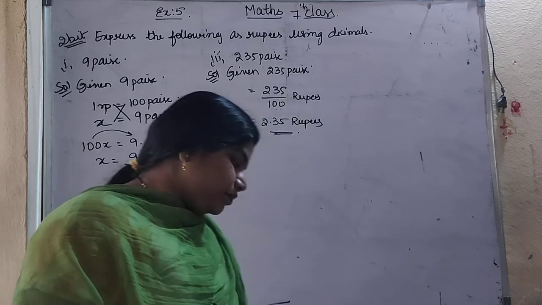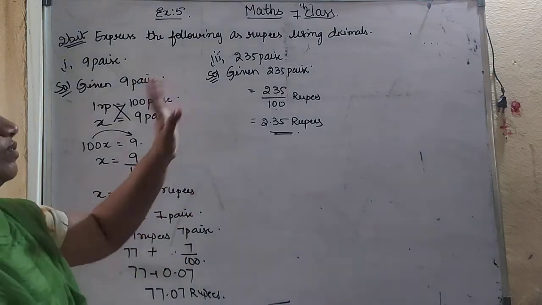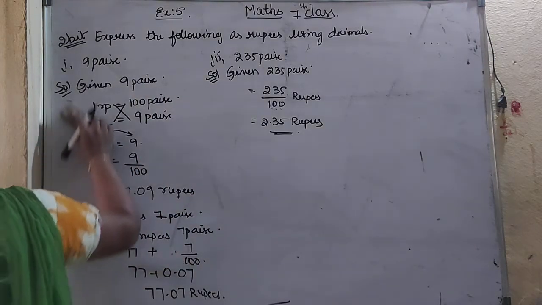So this is our second bit. Already we know that 1 rupee is equal to 100 paise, so I have divided all the paise by 100 here. Okay, so next.